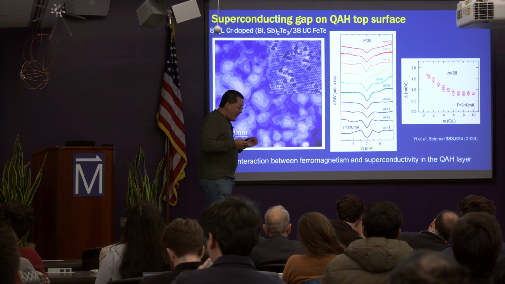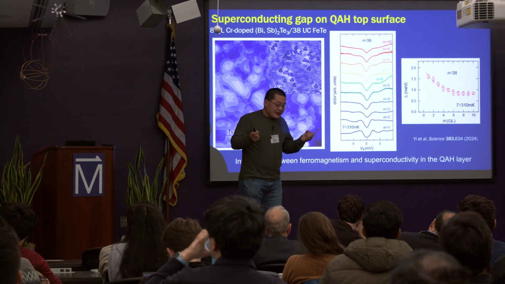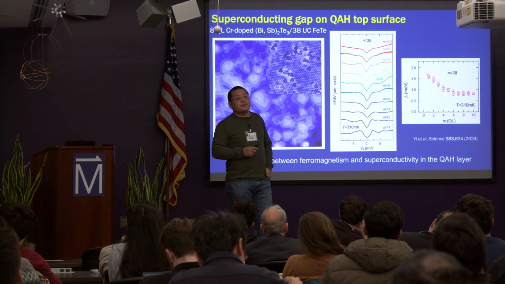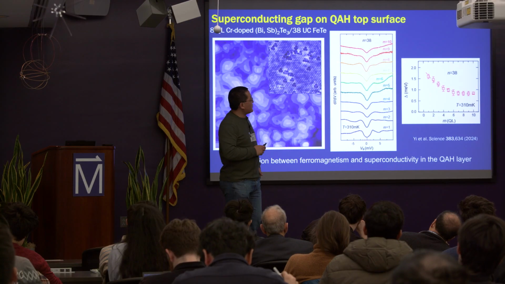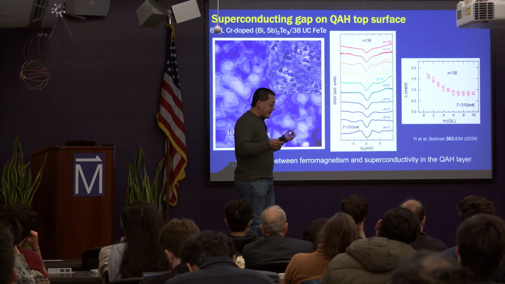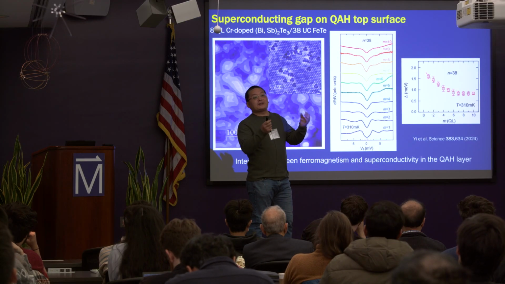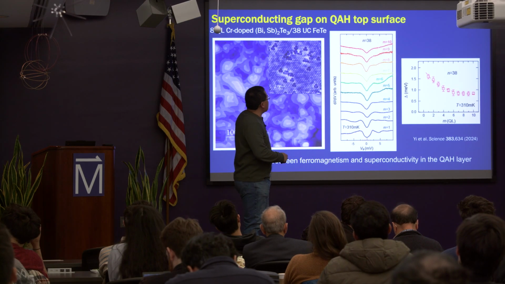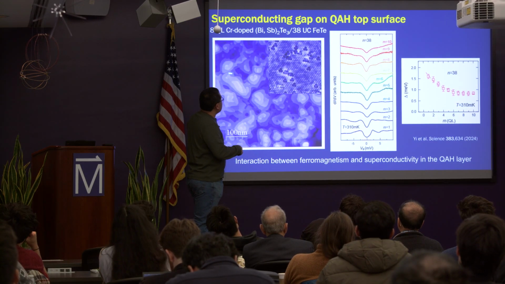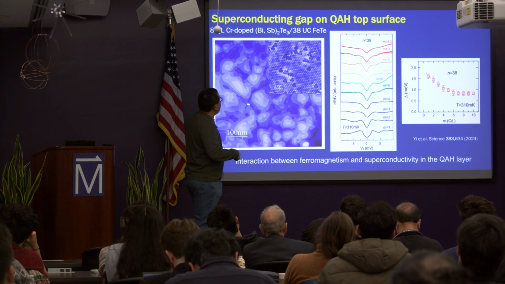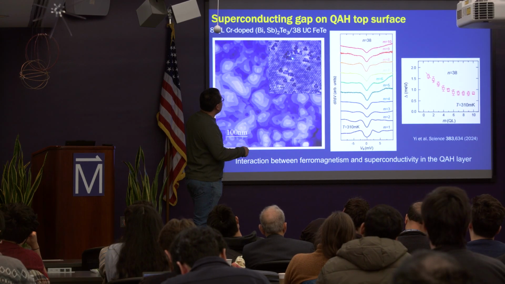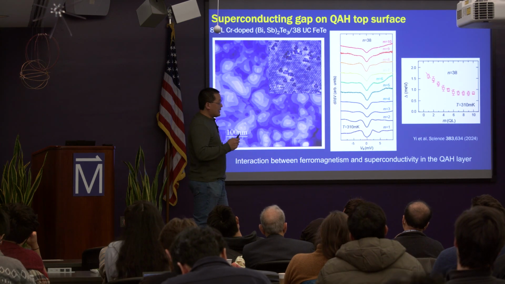So finally, I want to show you that we performed the STM measurement on these chromium-doped bismuth antimony telluride and iron telluride heterostructures to further confirm the coexistence of ferromagnetism and superconductivity in the topological quantum anomalous Hall layers. Here, this is the STM image, and we see this kind of island. This is a typical large-scale STM image, and this is the atomic resolution. So this is the tellurium atom. There are triangular defects.